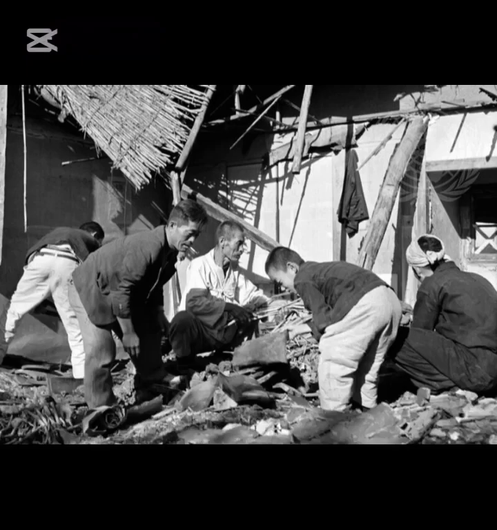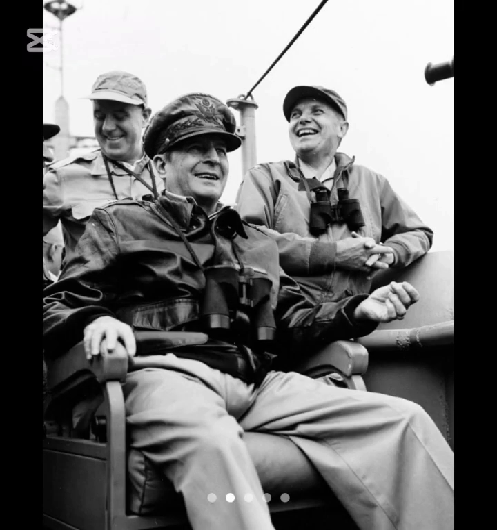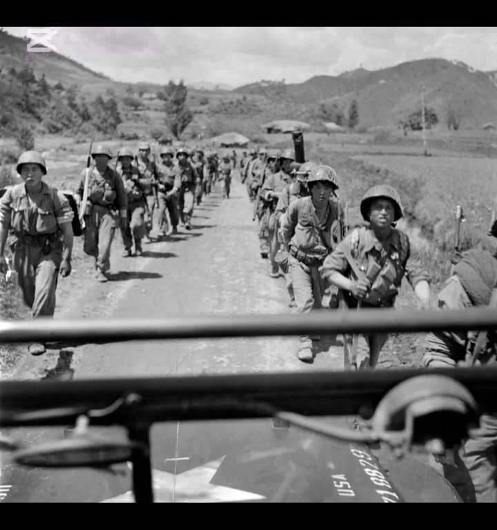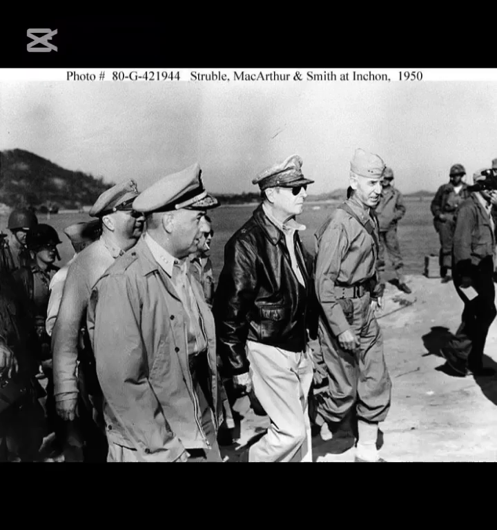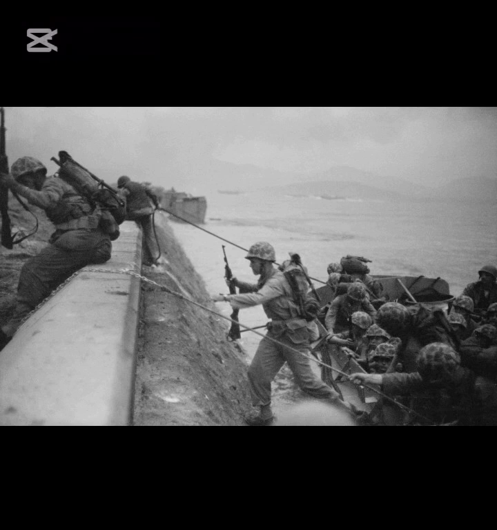Chapter 6. MacArthur's masterstroke. General Douglas MacArthur had a daring plan. Instead of continuing to fight directly against North Korean forces, he proposed an amphibious landing far behind enemy lines at Incheon. Many military experts opposed the idea. The harbor was difficult to navigate. The tides were unpredictable. Failure seemed highly possible.